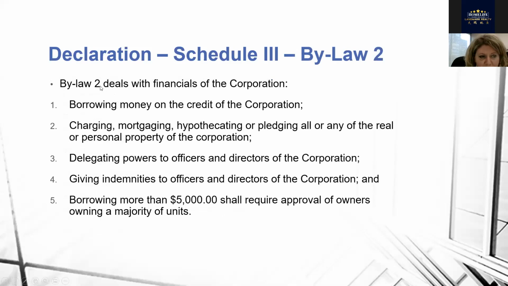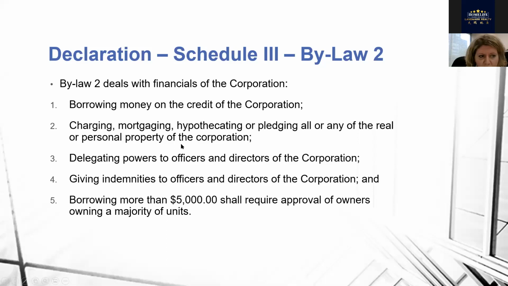Bylaw number 2 will deal with the borrowing of money, so how the money can be borrowed by the corporation. You know that this declaration will be registered on title. When you know that they can start to sell the units, this is the declaration that has to be registered on title. And when it is registered, the developer will then pass the ownership to the condominium corporation. And the condominium corporation will be made up of the owners of the single units.